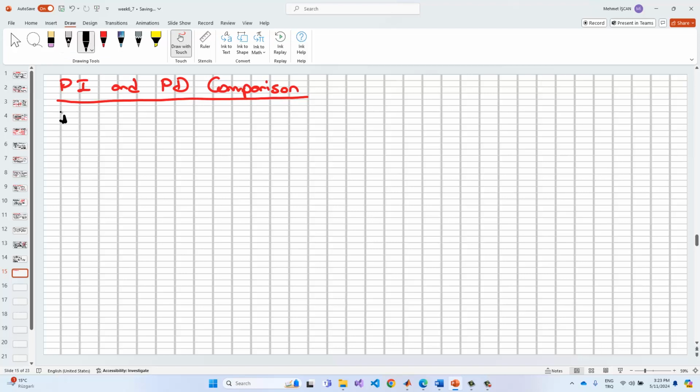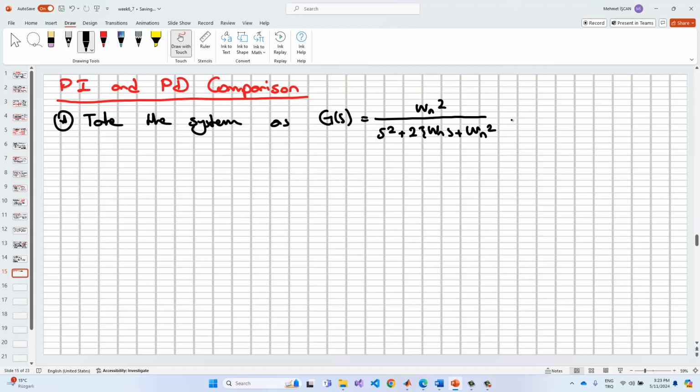First of all, take the system G(s), it's your plant: omega_n squared over s squared plus 2 zeta omega_n s plus omega_n squared. This is a second order system, and then apply the PI, PD controller.